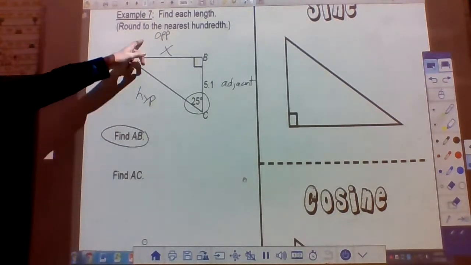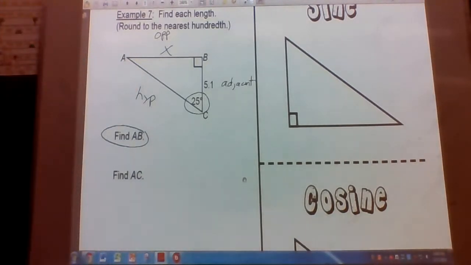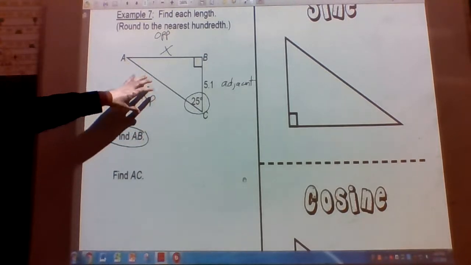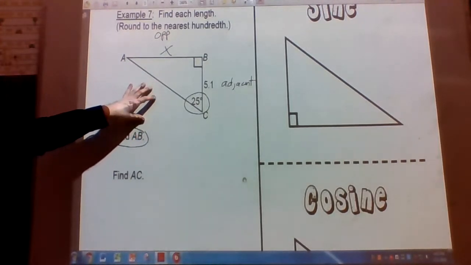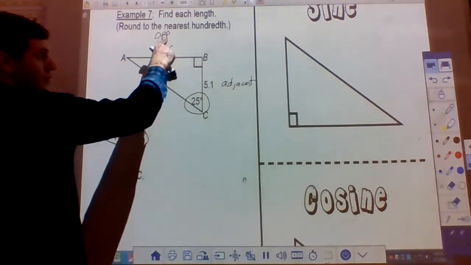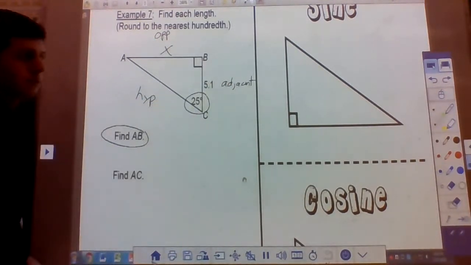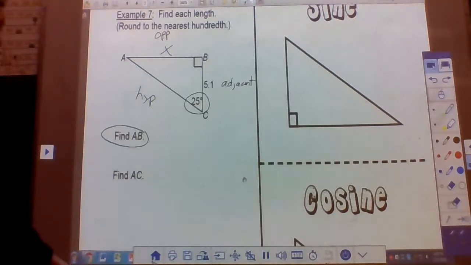Well, x is on the opposite side, so we want an opposite in our equation. That eliminates cosine, because cosine of theta is adjacent over hypotenuse. So we can't use cosine to find x. That leaves us with sine, which is opposite over hypotenuse, and tangent, which is opposite over adjacent. If we did sine, we would have x over blank. We don't know what AC is, so that's not going to help. So we want to use tangent, because we're trying to find the opposite side, and we have the adjacent side. The only one with both opposite and adjacent is tangent.